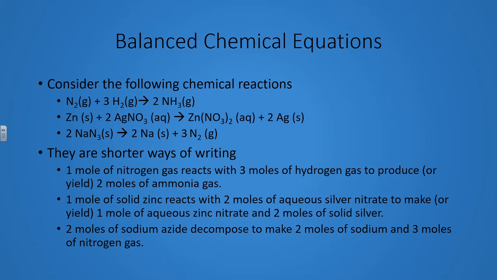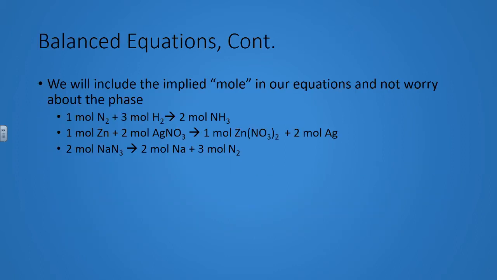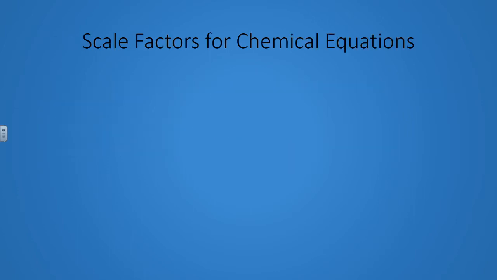We are going to be putting the mole in instead of just leaving the numbers by themselves, and we will be using the ones, and we're not going to pay attention to phase. So the chemical equations are going to look like this. 1 mole of nitrogen plus 3 moles of hydrogen reacts to make 2 moles of ammonia. 1 mole of zinc plus 2 moles of silver nitrate reacts to make a mole of zinc nitrate and 2 moles of silver. And finally, 2 moles of sodium azide decompose to give you 2 moles of sodium and 3 moles of nitrogen gas. Let's go ahead and start rescaling these equations.